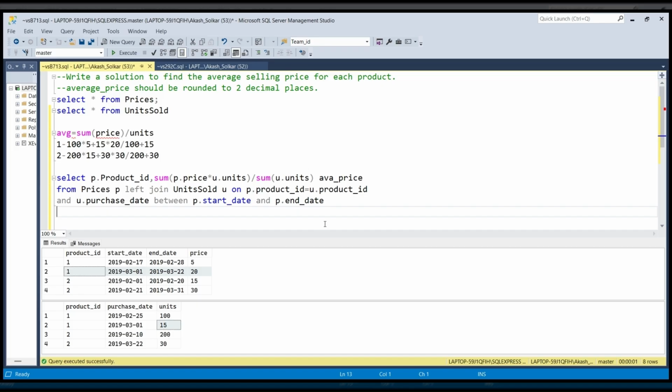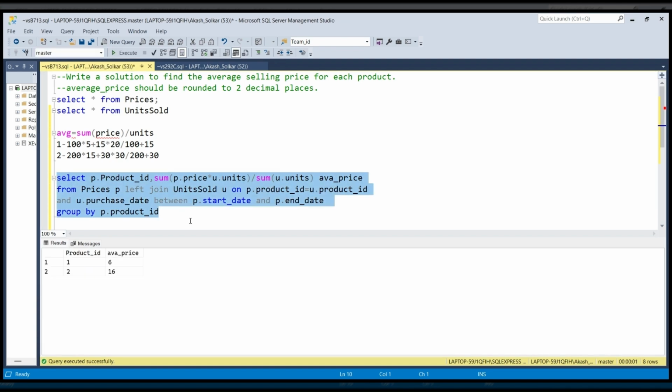And if you are using any aggregate functions like max, min, average, sum, or anything in the select clause, then you need to use group by. So group by product id, which is p dot product id, because product id is present in both tables. So let's run the query and see what we are getting.